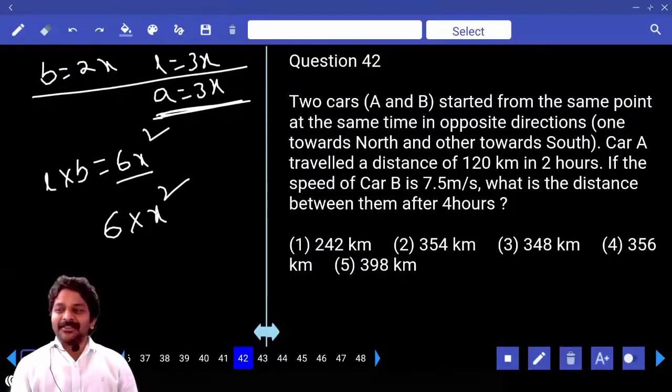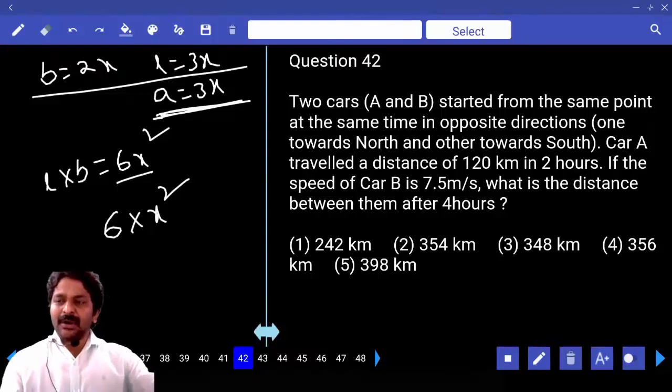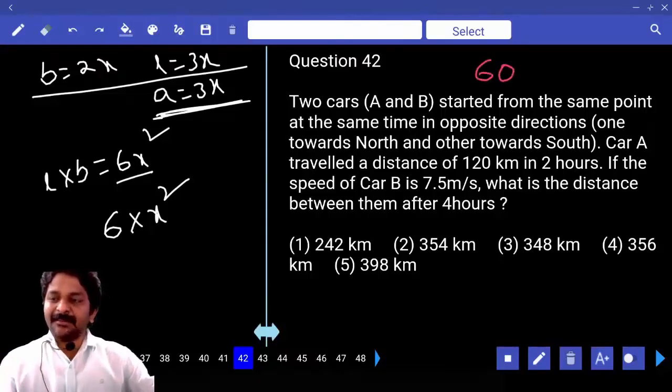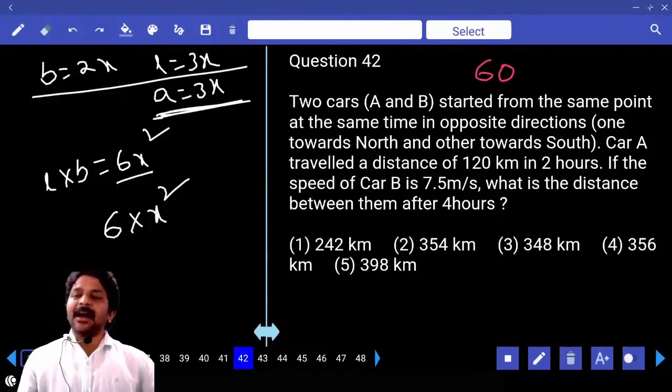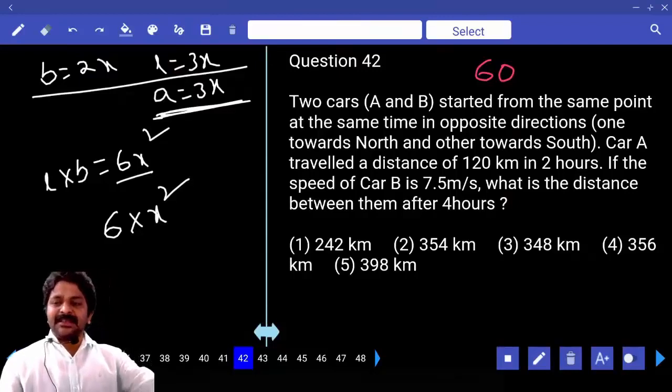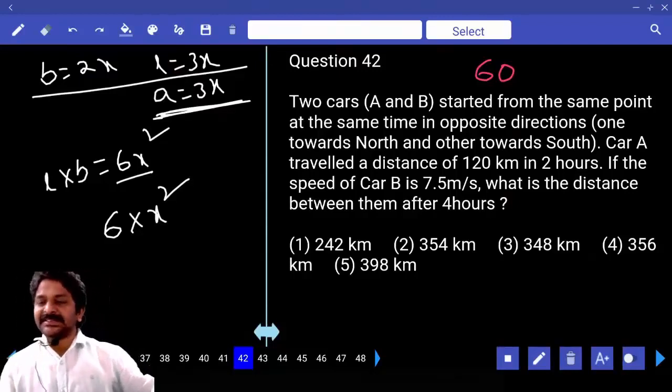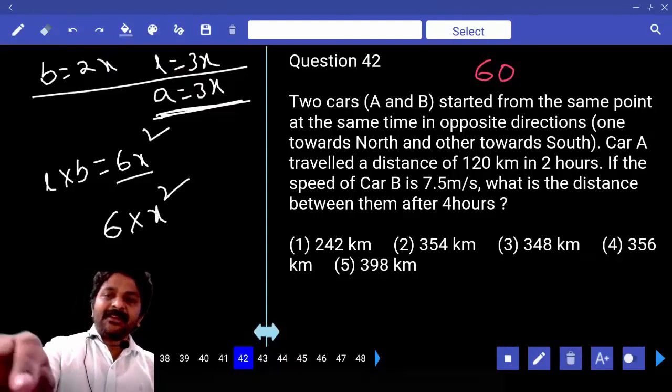Two cars started from the same point at the same time in opposite directions. Car A traveled a distance of 120 kilometers in 2 hours, so its speed is 60 kilometers per hour only. If car B's speed is 7.5 meters per second, what is the distance between them after 4 hours?